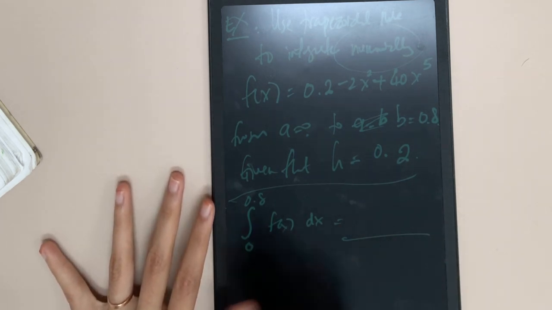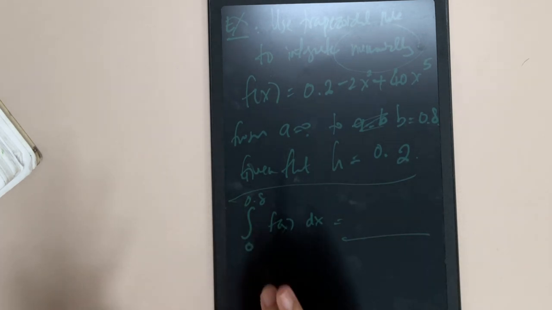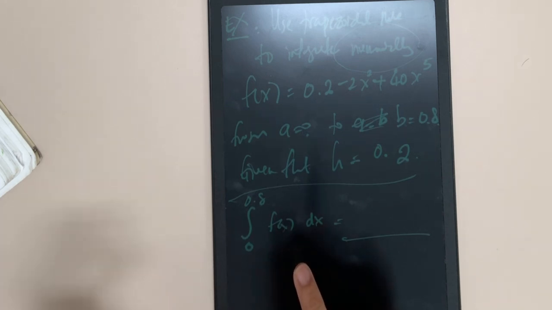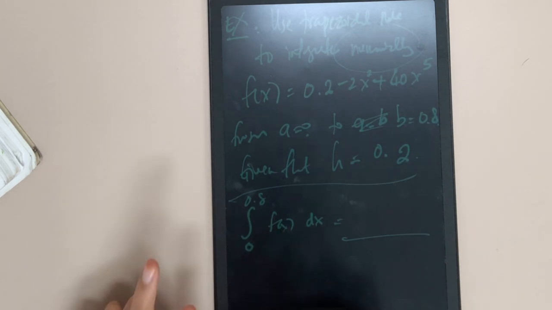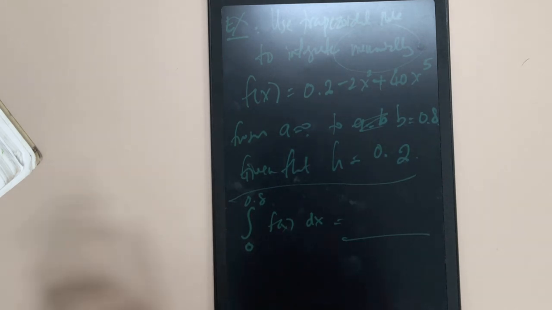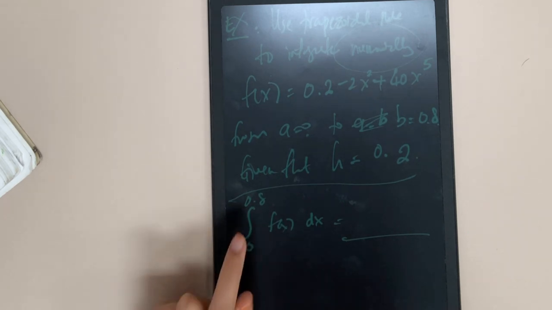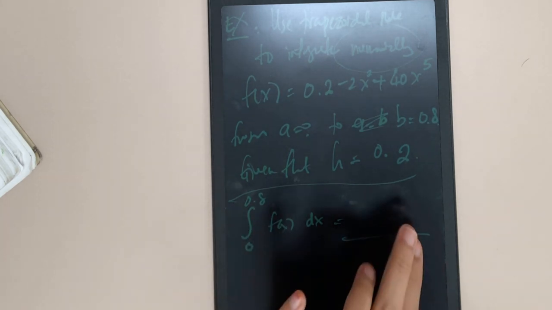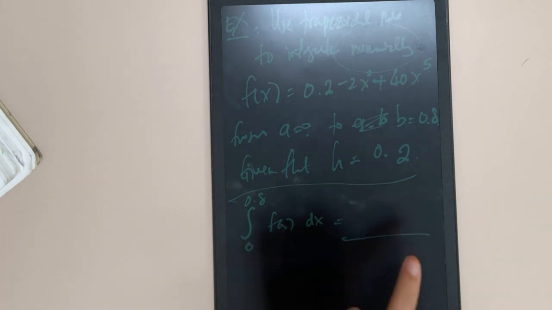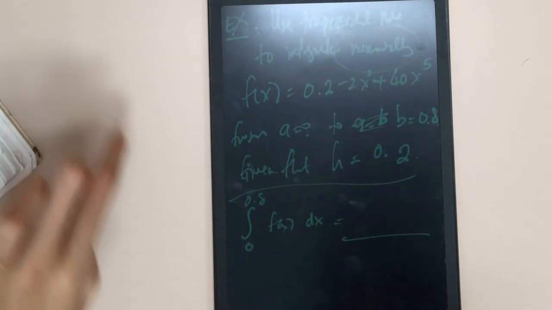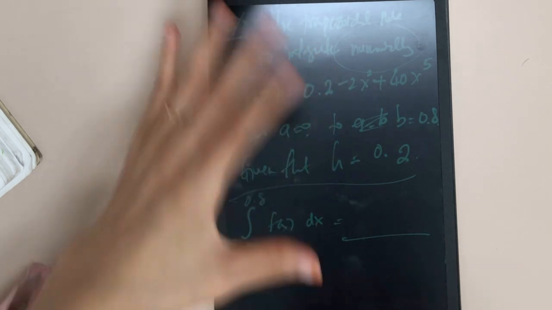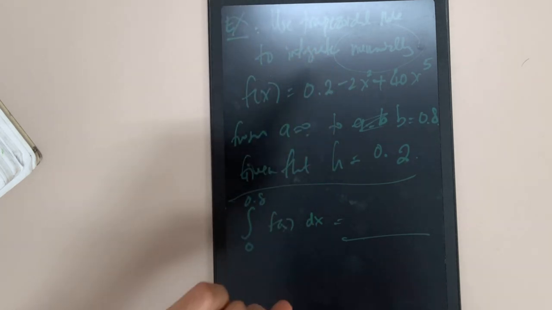So you still need to know this one. If the question asks you to compare or to find the error, it means that you need to find this one. By using this one, you get the answer, and the answer that you get here is the true value. The answer that you get by using this numerical is an approximation value. Get it what I mean?